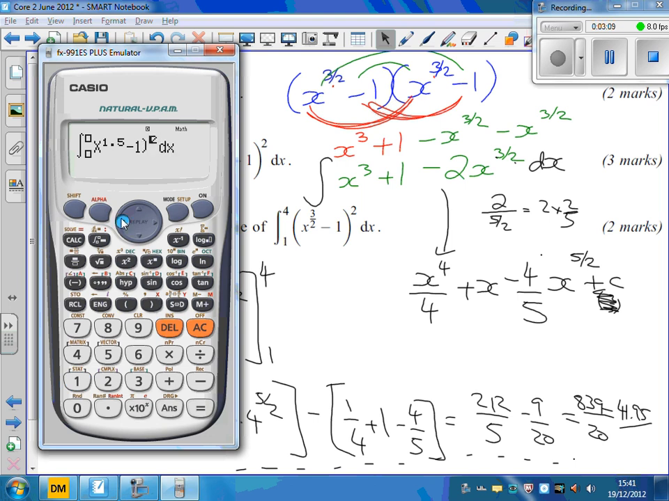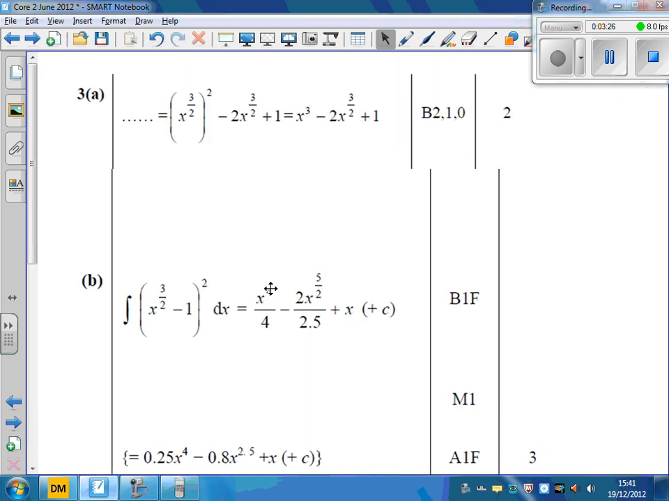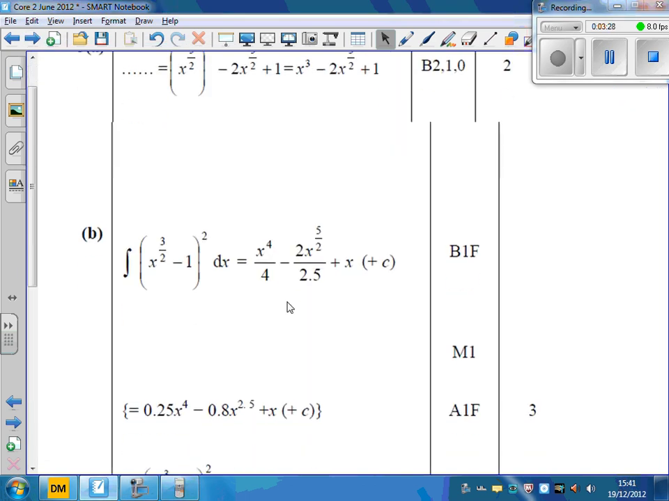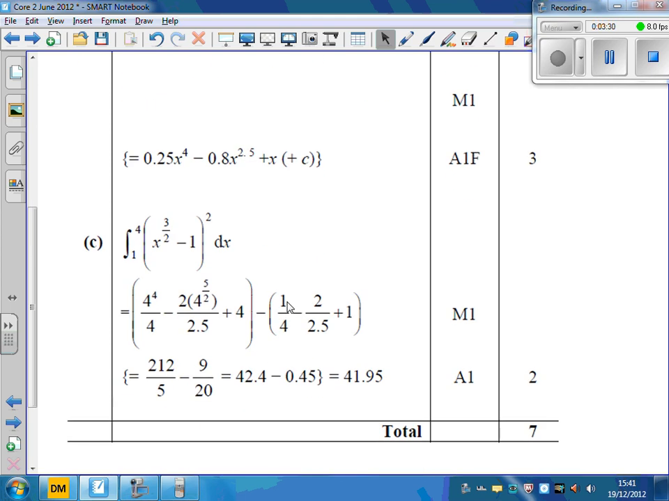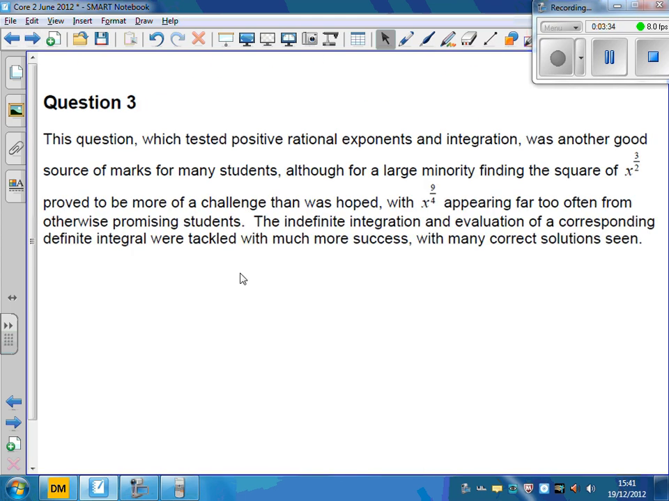Of course I haven't got an open brackets in there, so let's go back and put that in. And what are we going? We're going from 1 up to 4. Equals, let's have a look, 839 over 20, just like I got down here. As again, here's the mark scheme for it. And the examiner's report. A lot of people mucking up the square of that, as I mentioned.